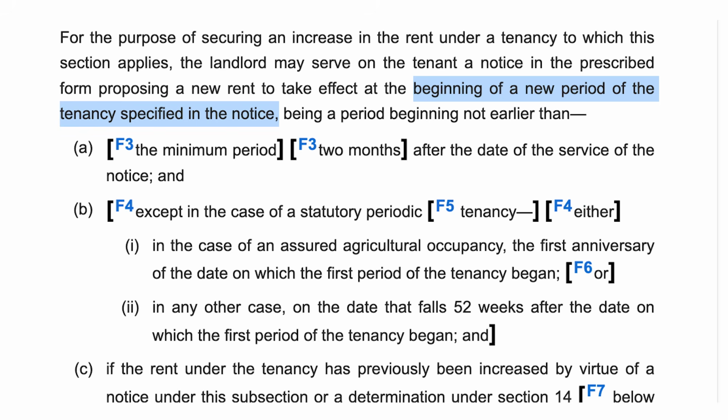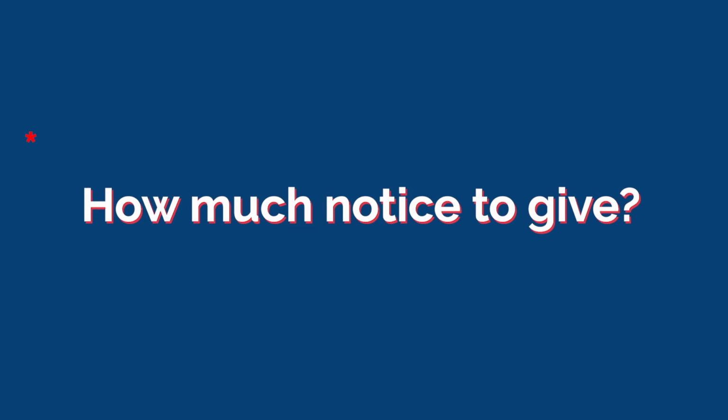Section 13 of the Housing Act 1988 states that the new rent must start on the beginning of a new period of the tenancy. Now, how much notice does a landlord need to give to increase the rent when they use Section 13? Under the Renters' Rights Act, a landlord needs to give a minimum of 2 months' notice before the date of the proposed increase to the rent. And how to serve the notice? You can serve it by first-class post, hand delivery, or via an official process server. If you do serve it by first-class post, then do get a certificate of posting from the post office. It just makes things easier.